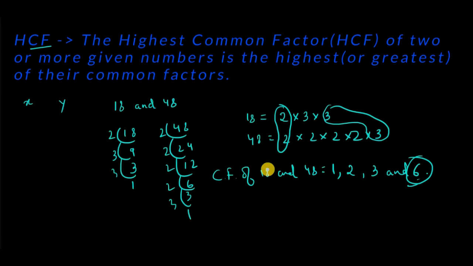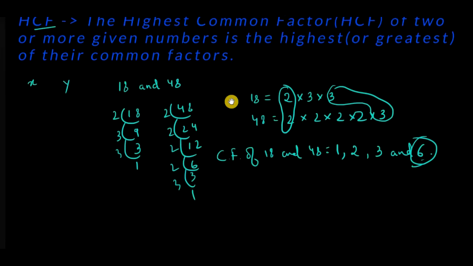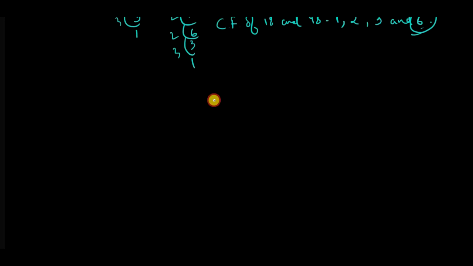But this method is long. It's not very tedious, but it's long. So I'll teach you another method which is very simple and easy to do. I need to find the HCF of 18 and 48, right? We know it's 6 already. Keep that in mind. So I don't need to do any prime factorization method or anything like that.